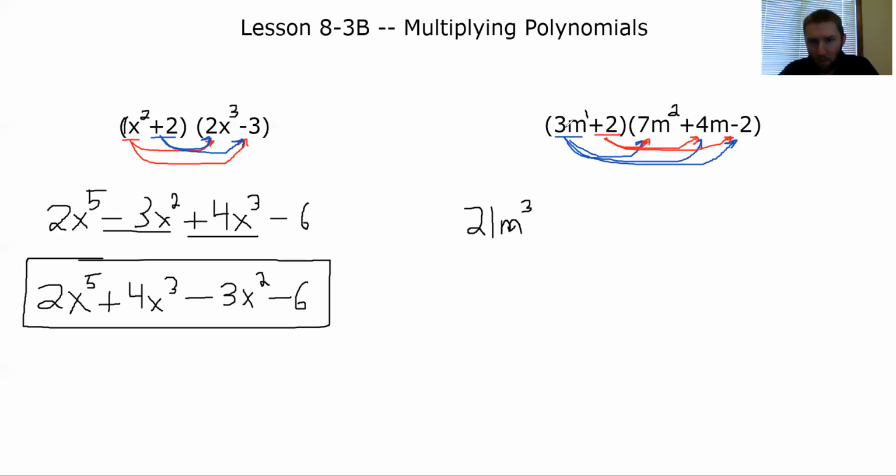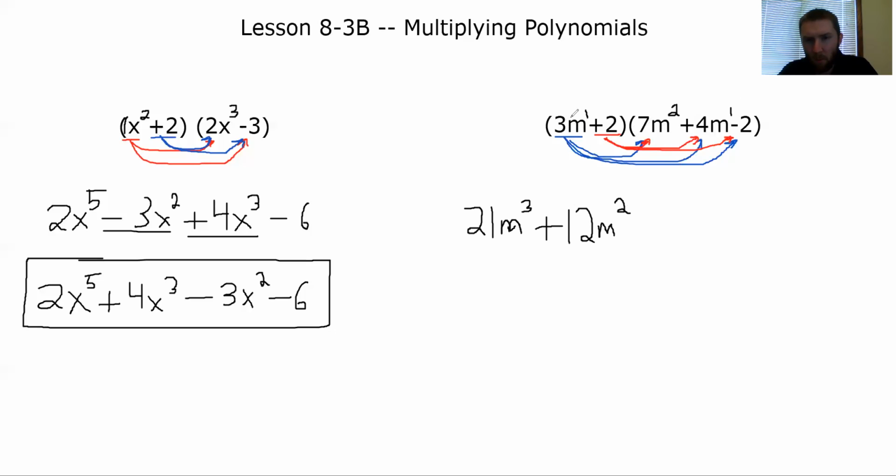Okay, my next multiplication is 3m times 4m. Positive 3 times positive 4 is going to give me a positive 12. And then an m times another m is going to give me m squared. Okay, so this one is now squared because it's like a 1 and then another 1. Again, we're adding the exponents. 1 plus 1 is 2.